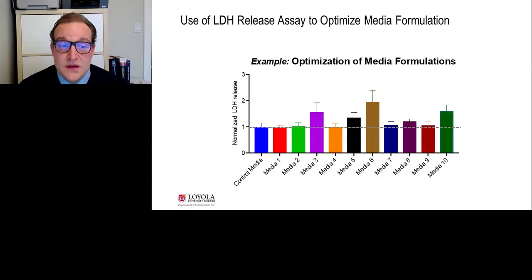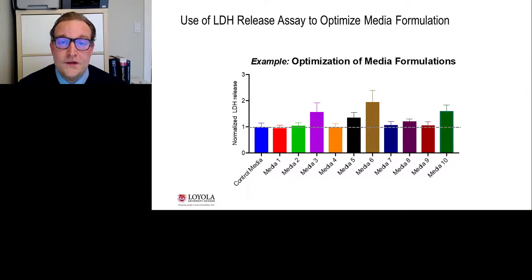For bioprocessing, one important consideration is the optimization of media formulations. Different medias are required, and different media can contain different formulations, different amino acids, different amounts of sugar. And primary cells are much less resistant to exogenous stresses than many cell lines. So here it is important to actually optimize the media formulation, and the lactate dehydrogenase release assay provides one very simple option to do that.